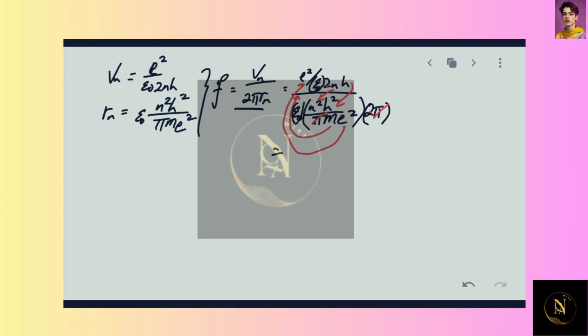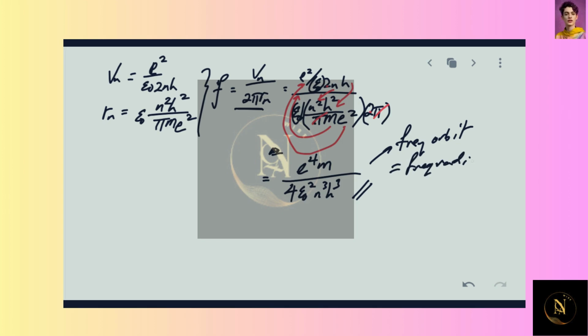So what we get is e to the power 4 times m divided by 4 epsilon naught square, and we have n cube h cube. So this is the expression that is actually shown in the question. This is the frequency of the orbit, which equals the frequency of the radiation emitted in the classical picture.